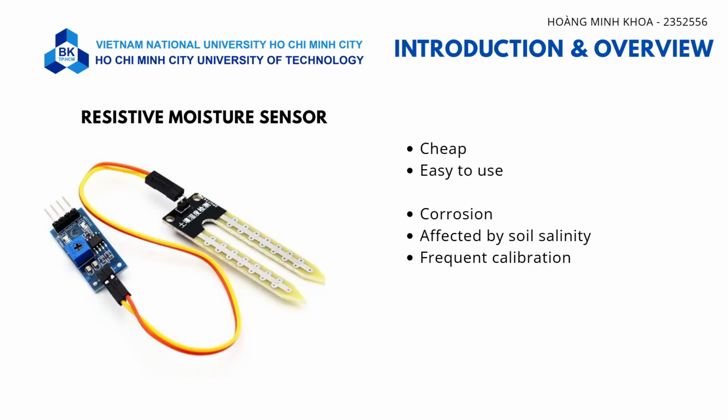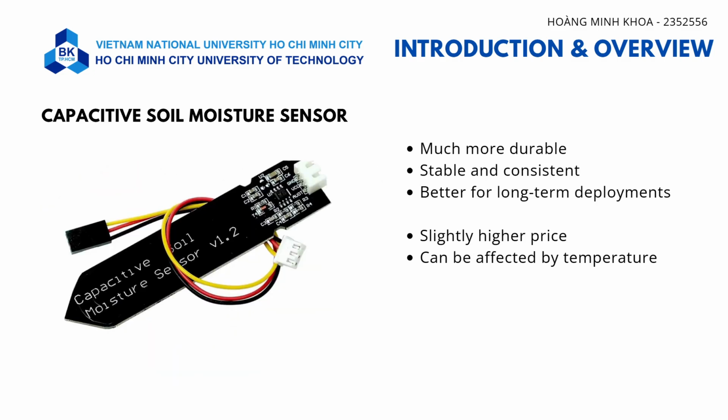And secondly, it is affected by soil salinity, which means after you fertilize your crop, the moisture reading received from the sensor could be affected, so we will have to calibrate it frequently. This is not ideal for a long-term project and not stable enough, so we decided to replace it with a capacitive moisture sensor.